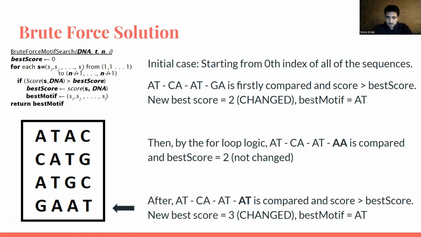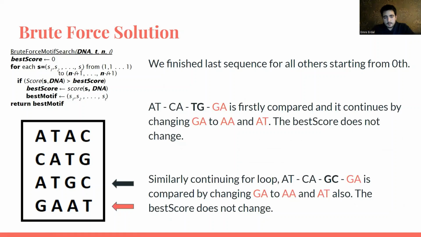And as I mentioned, after that, the GA turns to AA, and ATCA and AT in the first, second, and third sequences remain the same, and it is compared, and the best score is not changed. And also at the last point here, it goes to AT, the fourth sequence, and as the sequence is like ATCA, AT, and AT, the best score is 3, as there are 3 ATs, and the best motif is AT by this formula. We can continue by assigning the best score to 3.